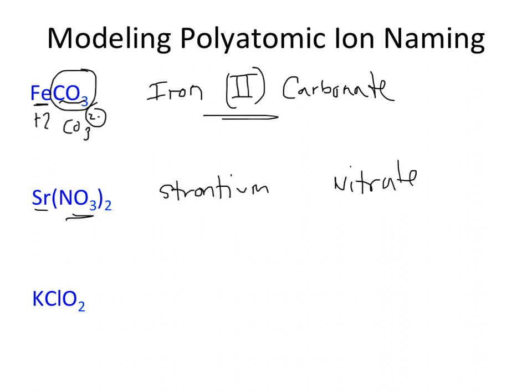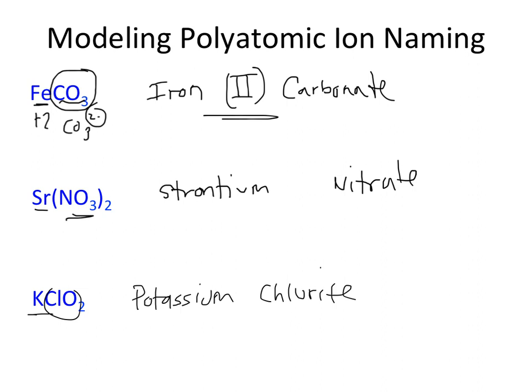Okay, and this is the last example. We're once again looking at a main group metal, so we're not going to need any parentheses. Potassium is the cation name that we're going to be using. And this polyatomic is chlorite. So very simply, we have potassium chlorite here. So this is the way we're going to go from formula to name when naming with polyatomic ions.